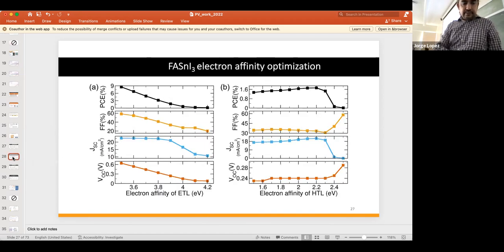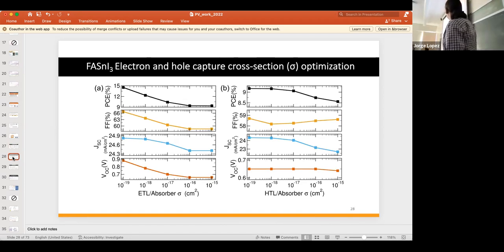All right, so this is going slower. This is by changing the capture cross-section, optimizing the capture cross-section. That means that if you have an electron and a hole, they're captured by the device. We see that with different parameters, like the open circuit voltage, that's how much voltage is across the solar cell, how much current is passing by. This filling factor is a quantum mechanical quantity that tells us how many electrons and holes are going to be there. And then we look at the efficiency, and we see that if the capture cross-section is smaller, then we get better efficiency because they can move out of the solar cell.